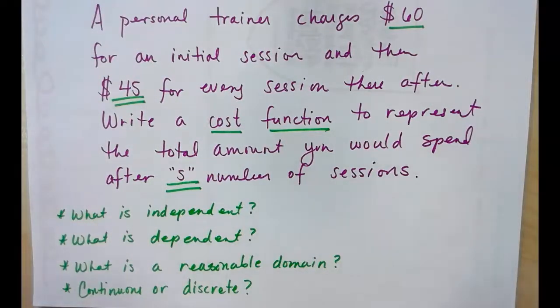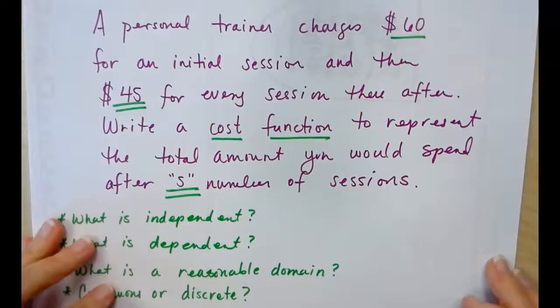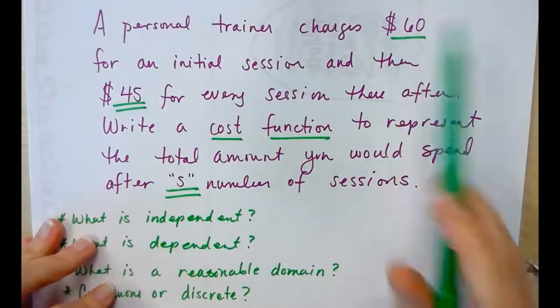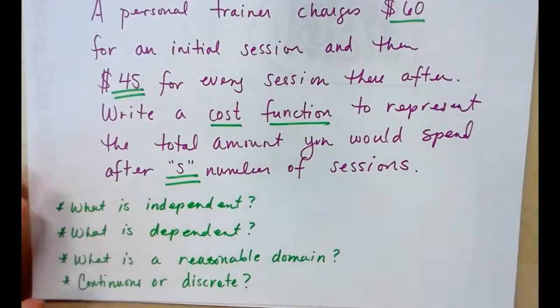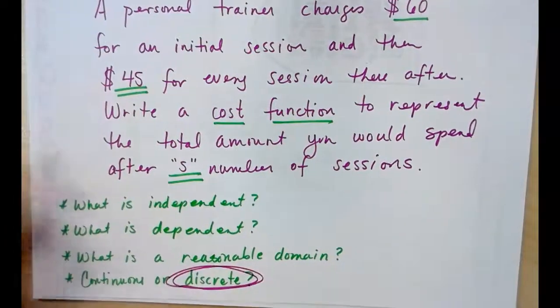Now before we do that, let's identify what's independent, what's dependent. Let's think about what's a reasonable domain. Is this continuous? Is this discrete? So maybe we answer continuous or discrete first. If you contract a personal trainer to help you out at the gym, are they possibly going to sell you a fraction of a session? No, probably not. And it even says the initial session is $60. So this is not a continuous set of data. This is definitely a discrete function.